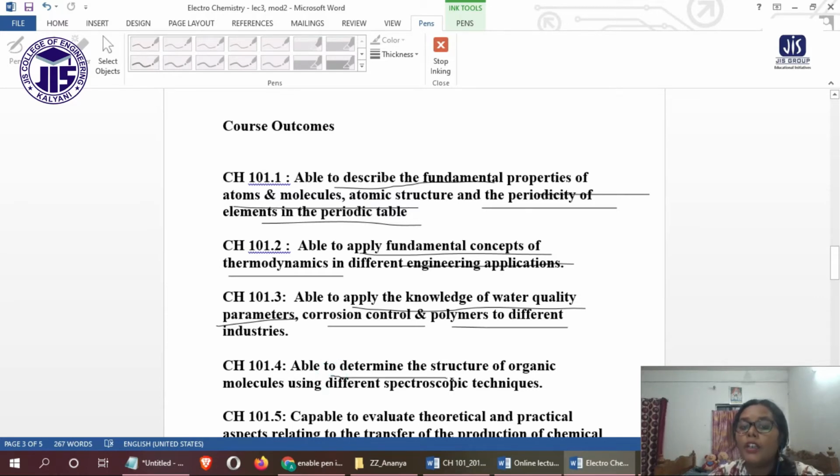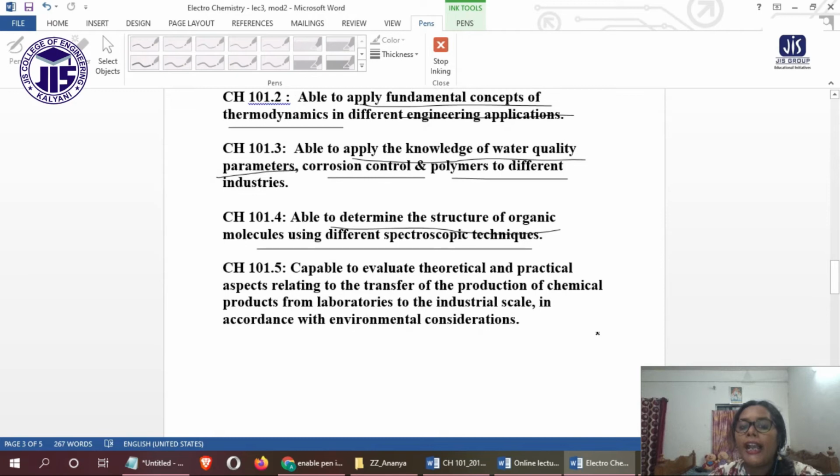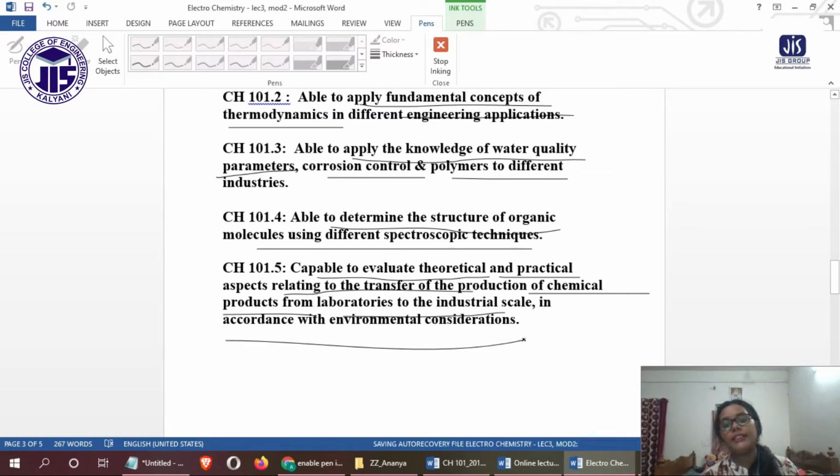They are able to determine the structure of organic molecules using different spectroscopic techniques, and at last they are capable of evaluating the theoretical and practical aspects relating to the transfer of the production of chemical products from lab to the industrial scale in accordance with environmental considerations. So these are some of the course outcomes that we have for our course.